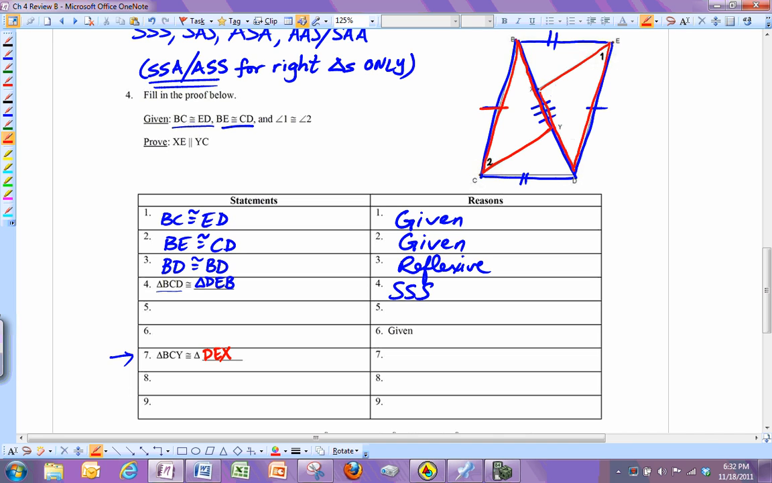Well, one nice thing is these are already matched up. So really, BC congruent to ED helped me prove these triangles are congruent, and it's also going to help me prove these triangles are congruent. I do have another given, angle 1 congruent to angle 2, so that actually helps with the red triangles. So I'm going to put that here next to the one that's already filled in as given.